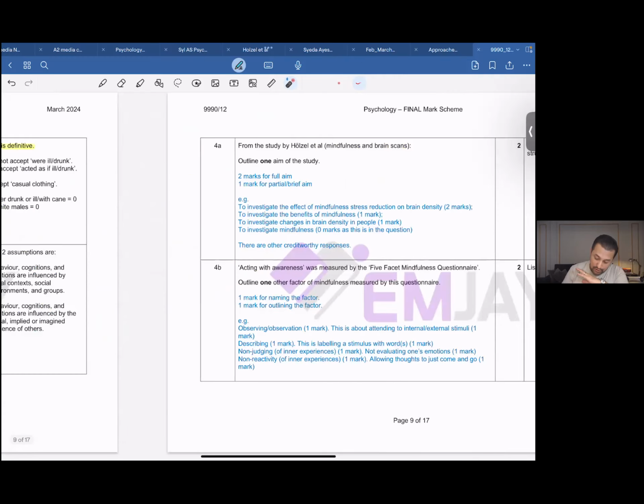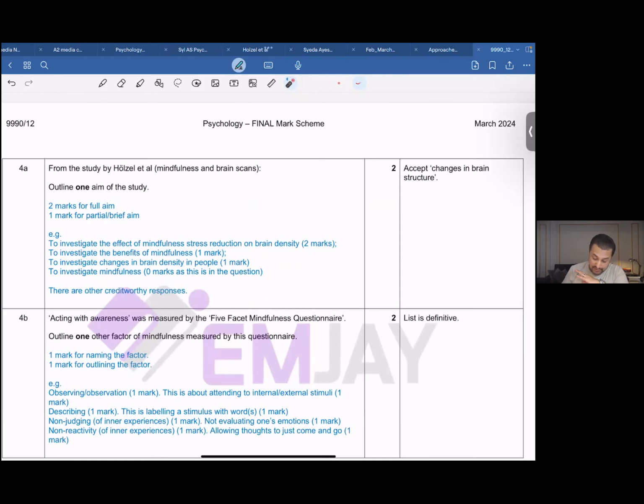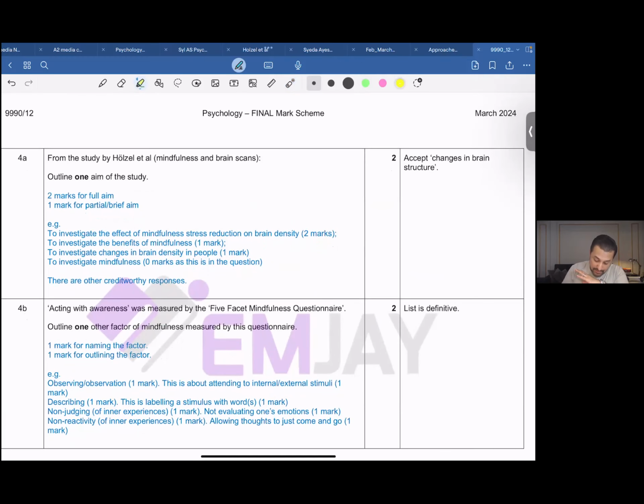Taking this ahead, moving on to the study, which is a recent addition, the study that was conducted by Hölzel et al. And this study is about mindfulness and brain scans. Outline 1 aim of the study. Now, for aims, I keep on asking students to try rote learning it. You might as well rote learn it from the Cambridge course book, or you might as well rote learn it through the research paper, but try rote learning it.